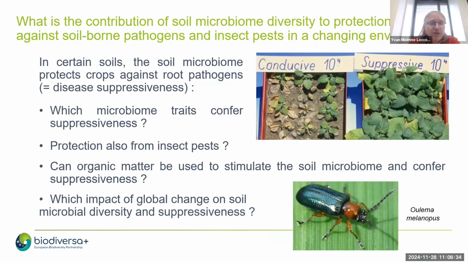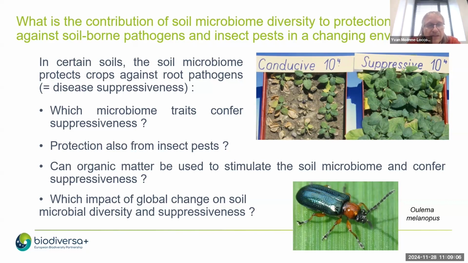So in this project, we focus on disease suppressiveness. It's a particular property of certain soils. Certain soils have it, others don't. And in those soils, the soil microbiota is able to protect the crops against pathogens, usually fungal pathogens, usually pathogens that attack the root. So it's kind of a battle in the root zone between pathogens likely to attack the roots and the native microorganisms from the soil that may protect the plant.